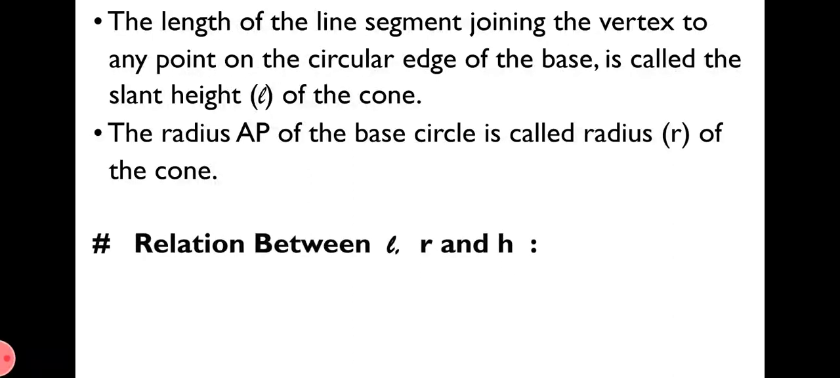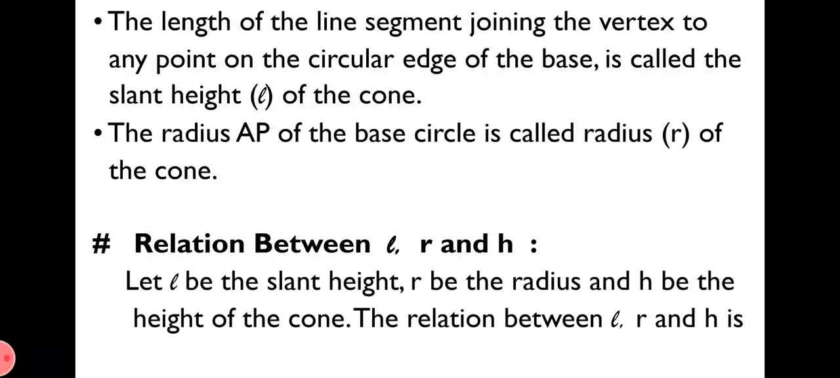Now, there is a relation given between this slant height, radius, and height of the cone. Let L be the slant height, R be the radius, and H be the height of the cone. The relation between L, R, and H is L square equal to R square plus H square. That is, square of slant height is equal to the sum of square of radius and square of height.